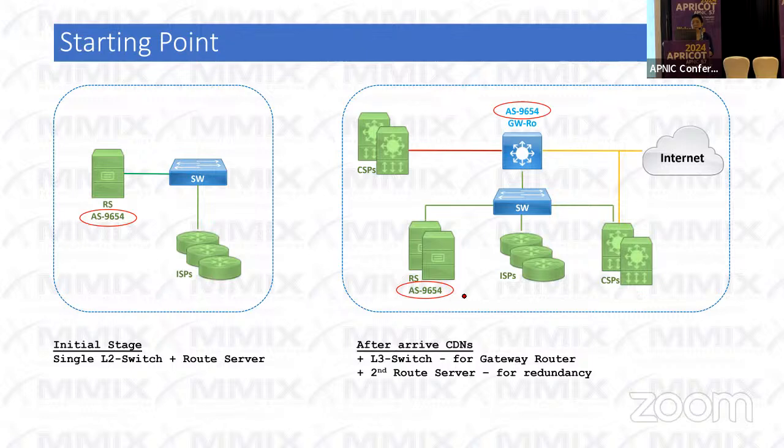At that time, we used AS number 9654. I highlighted the AS number because that information is important for our next slide. At the same time, we also deployed another physical server so we can get a redundant route server for our network.